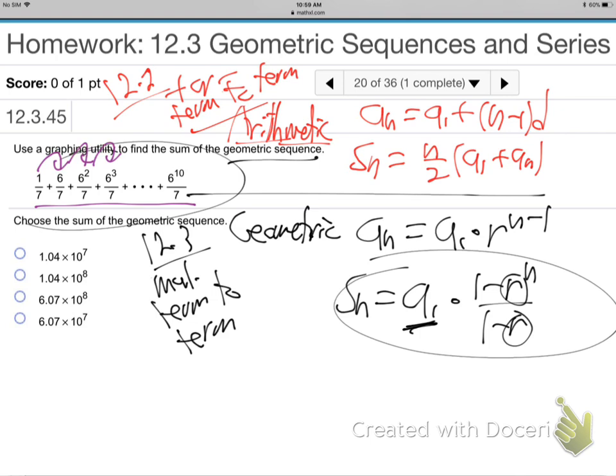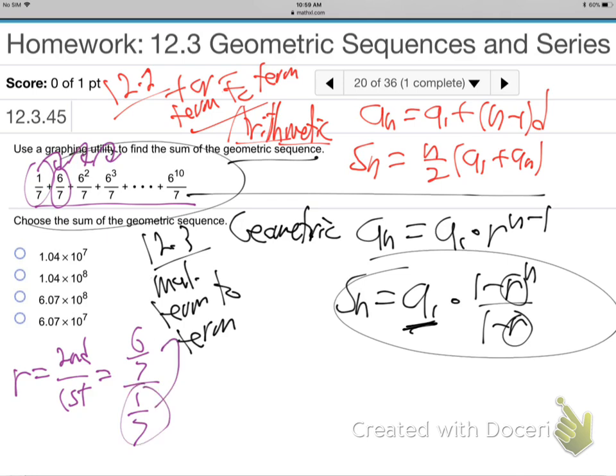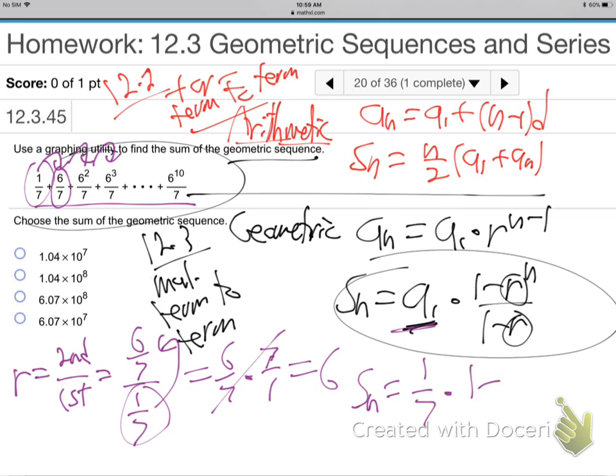If you've got a real ugly or weird one and you're not sure, just take second term divided by first term. So R will be second term over first term, which is 6/7 over 1/7. That's how you can formally find R anytime you need to. Take the bottom, flip it up, so that's 6/7 times 7 over 1. The 7's cancel. The R is 6, as we said. So we got our A1, we got our R. S sub n is A1, 1/7, times 1 minus R, which is 6 to the n, over 1 minus 6. Good so far?